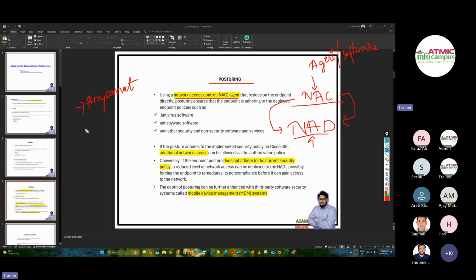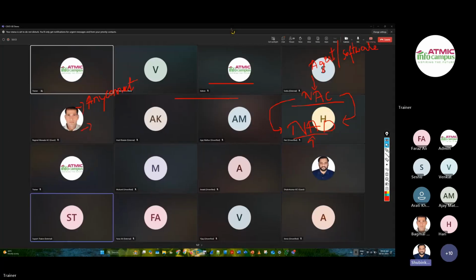We are not using Cisco posturing services yet in our deployment. Okay, so AnyConnect. What else? ClearPass. ClearPass is for the Aruba, right? Aruba, yes. It will not work with ICE, right? It is a different vendor, right?